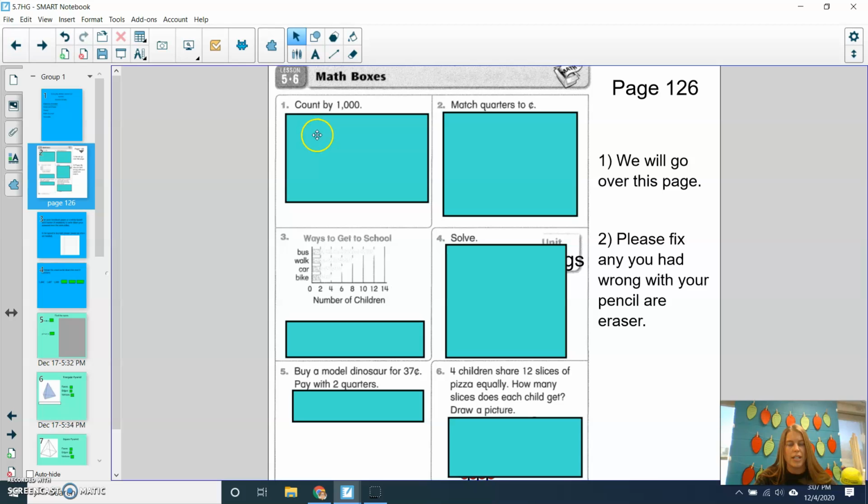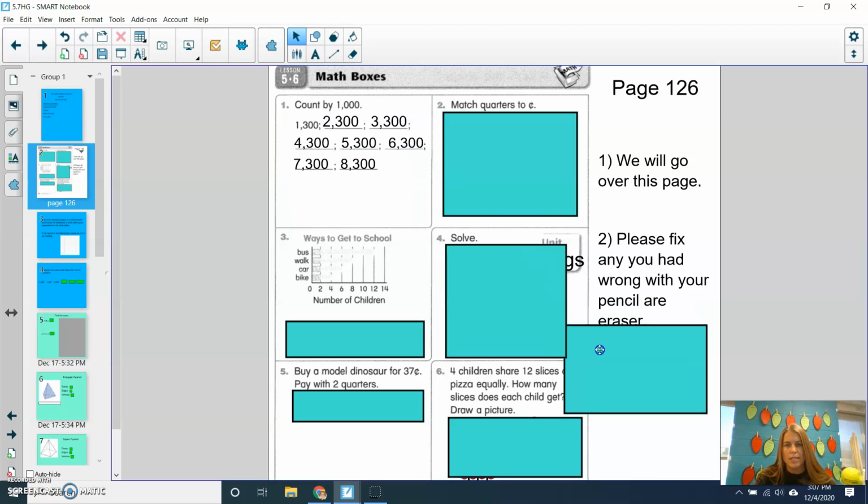For the first question, count by 1,000. So we started at 1,300, so then we have 2,300, 3,300, 4,300, 5,300, 6,300, 7,300, and 8,300.